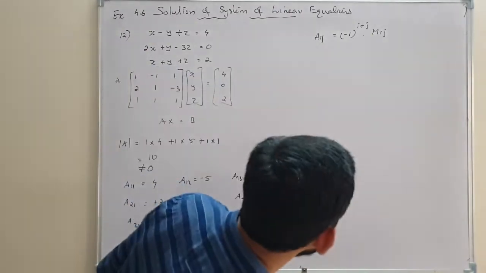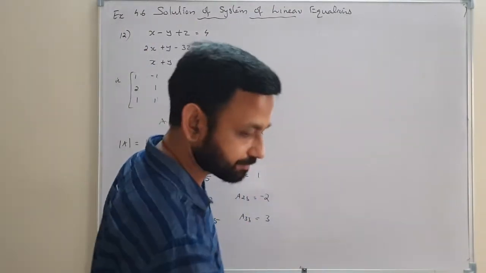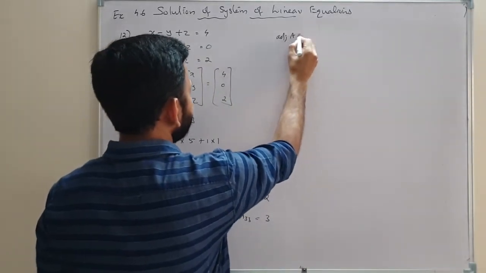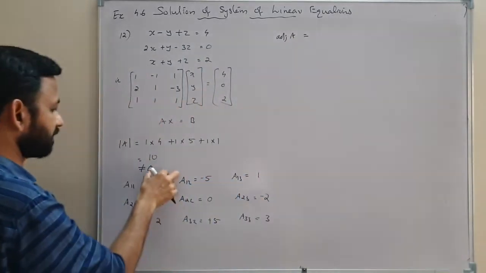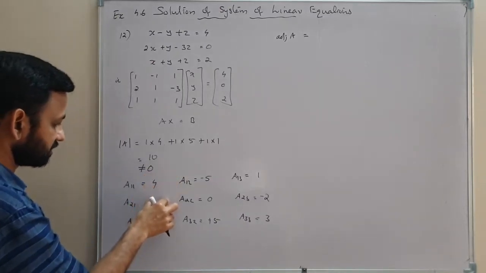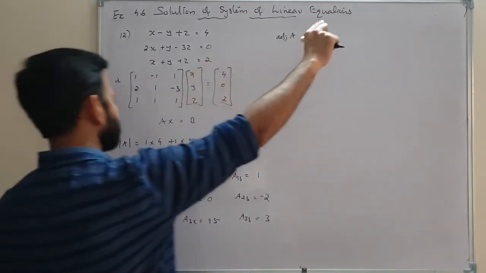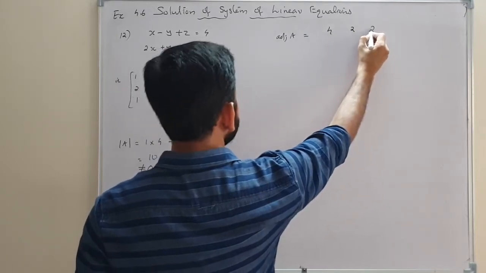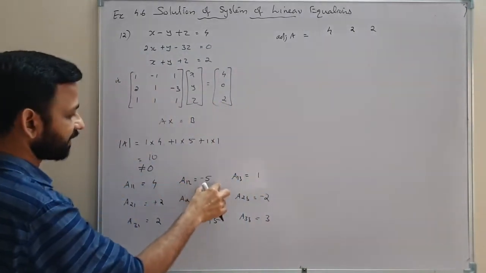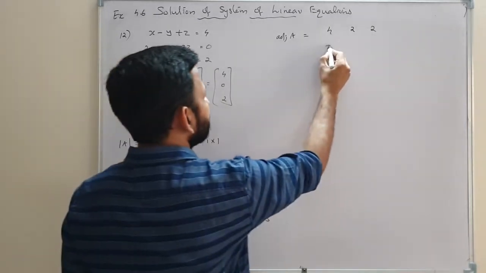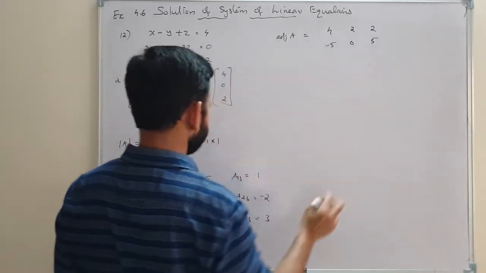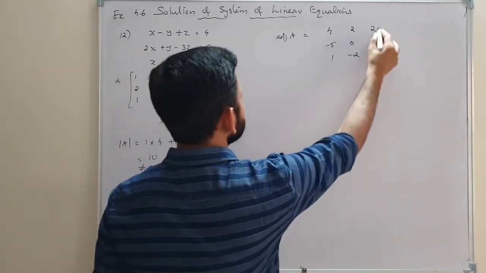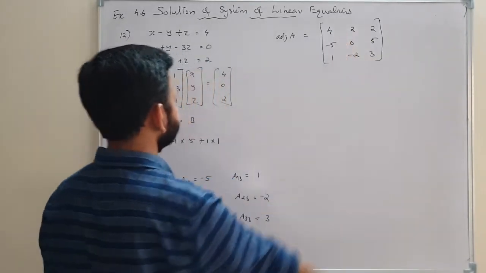Now we are going to find the adjoint A. Adjoint A is equal to the transpose of the cofactor matrix. So this column will be the first row. So 4, 2, 2, then minus 5, 0, plus 5, then 1, minus 2, 3. So that is adjoint A.